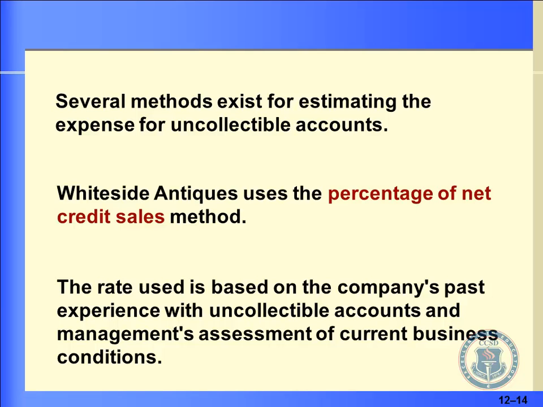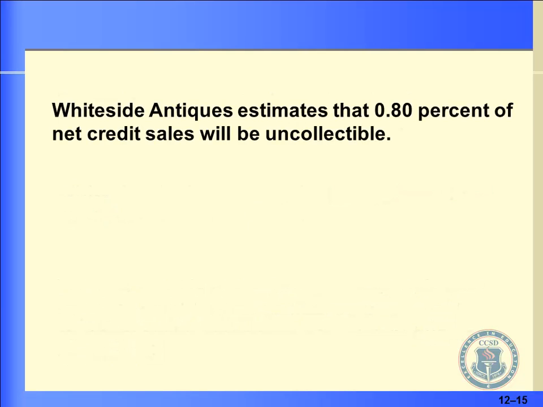Good, I did too. All right, so White-Styled Antiques estimates that 0.8%, so that's less than 1%. That's not 80%, okay? So 0.8% of net credit sales will be uncollectible.